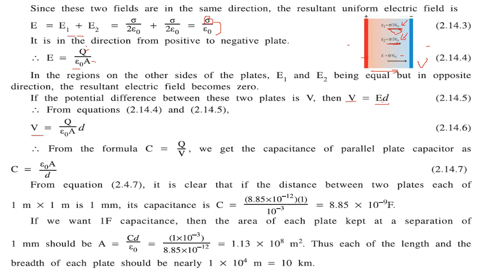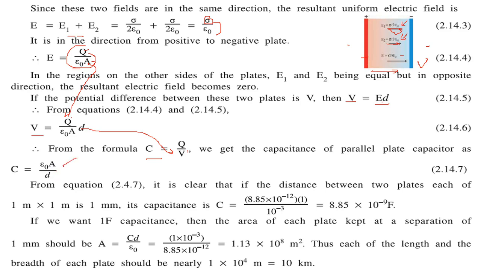From this equation, we can write V as E into D, and E you can take from here. It will be Q by epsilon naught A into D. And we also know that C, the capacitance, is Q by V. So what do we get as the capacitance of a parallel plate capacitor? Just put this V here. So Q by V, the Q gets cancelled, and C will be epsilon naught A by D.